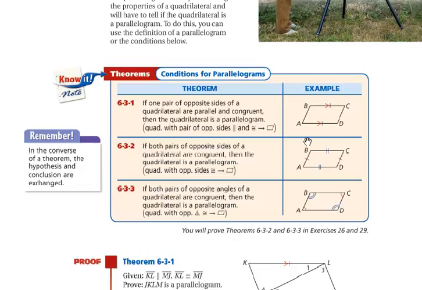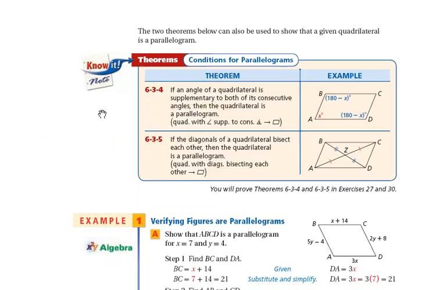And we talked a little bit about this one in the last section when we talked about what parallelograms are. A couple of other theorems here. 6-3-4 says if an angle of a quadrilateral is supplementary to both of its consecutive angles, then we must have a parallelogram as well. And again, we talked about this in the last section.